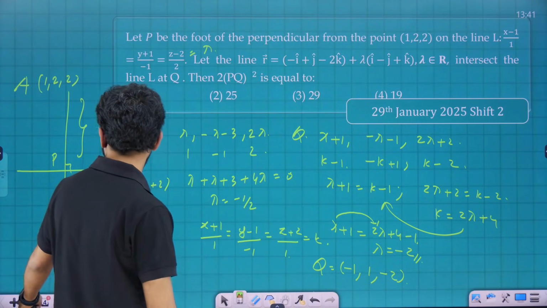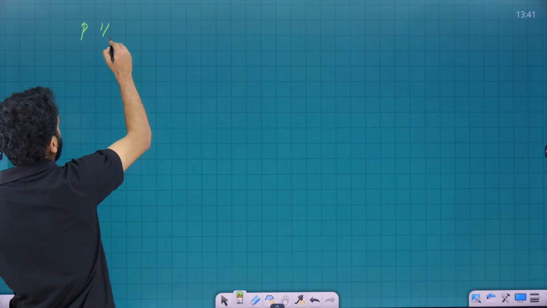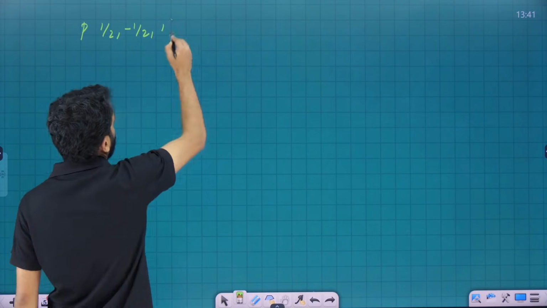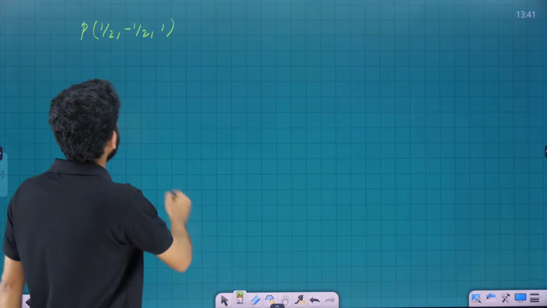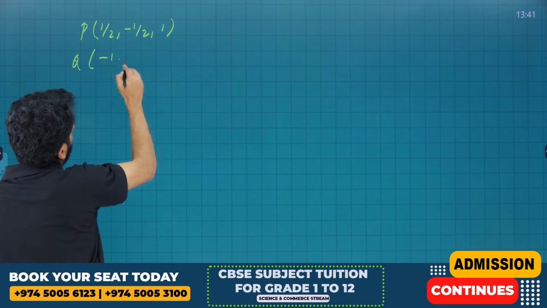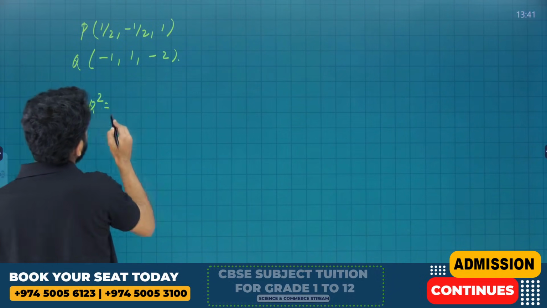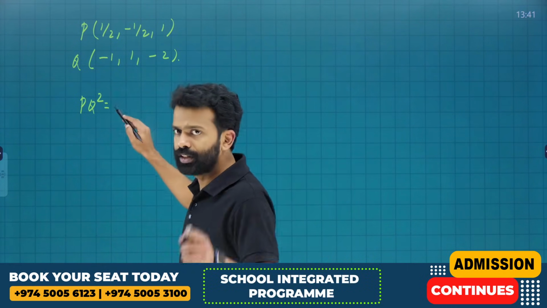Next slide, we can do it. P is 1 by 2, minus 1 by 2, 1. Okay, and what about Q? Q is minus 1, 1, minus 2. That is PQ square is equal to, what is 1 by 2 minus 1? That is 1 by 2 plus 1, that is 3 by 2.